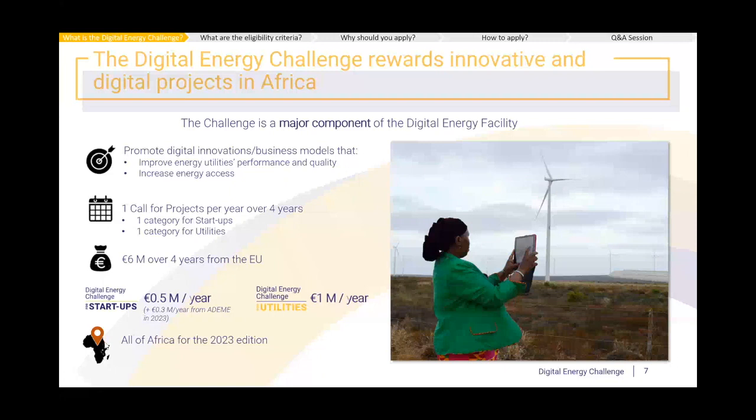So the Digital Energy Challenge has a budget of 6 million euros over the 4 years that are provided by the EU, the European Union. And this budget is split between the 2 different categories. So we give 500,000 euros per year for the startup category and 1 million per year for the utilities one. And for this 2023 edition, all of Africa will be eligible. I mean, all of the projects developed in African countries will be eligible.